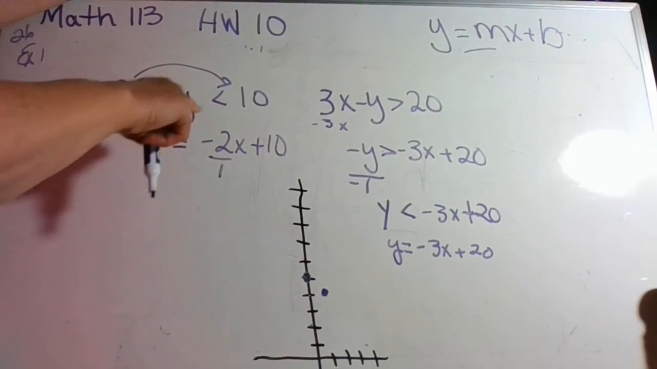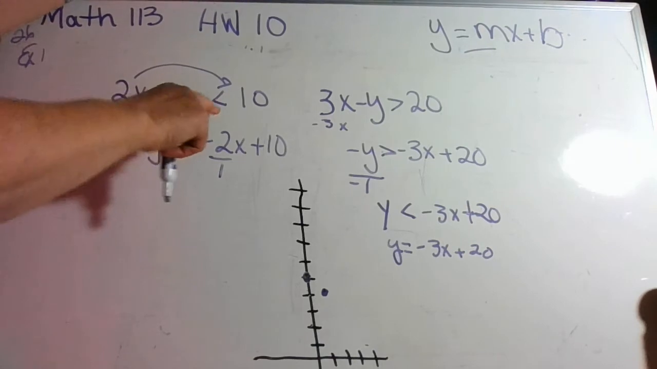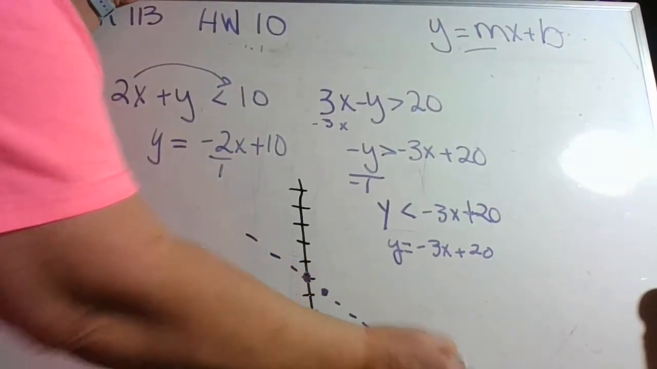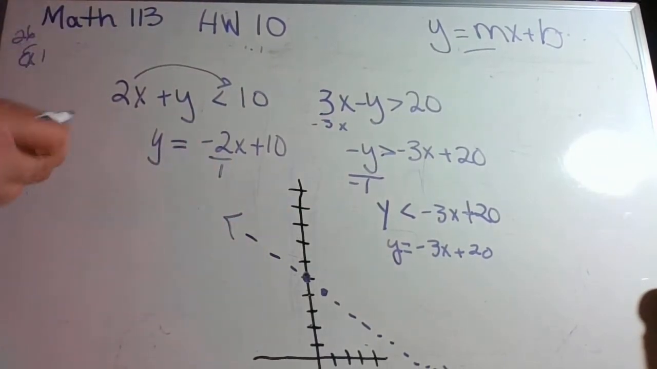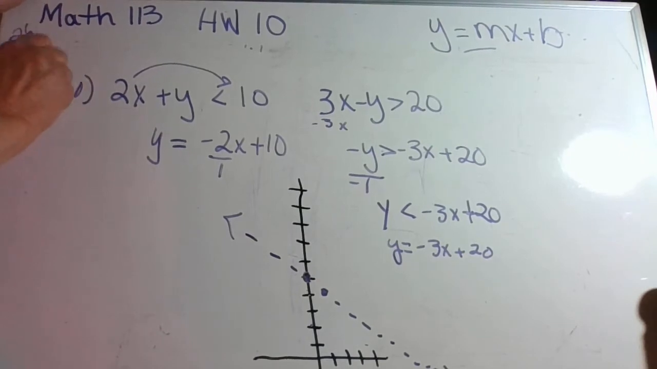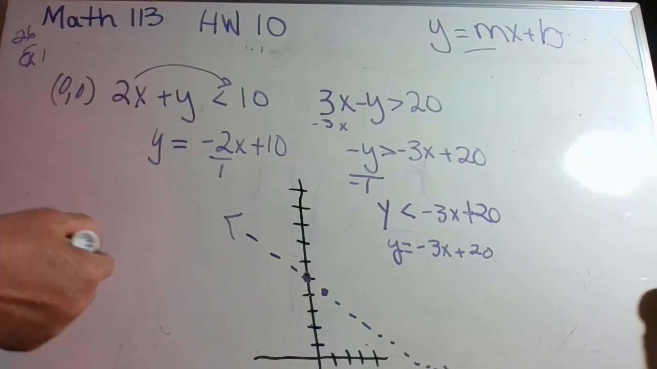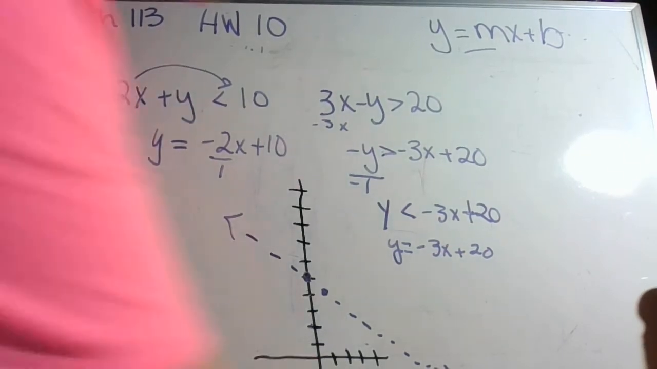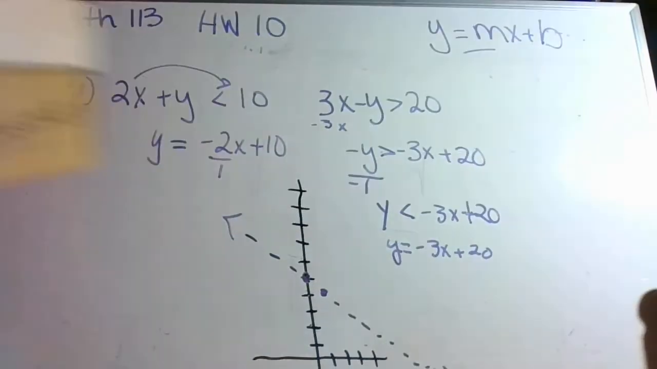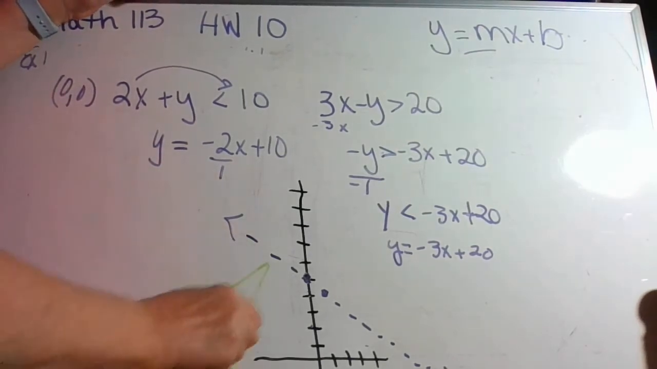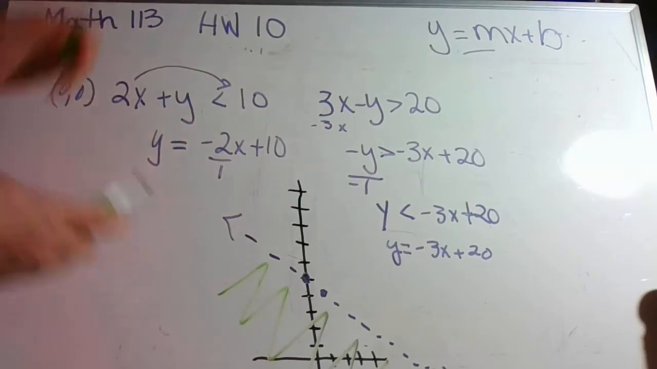Okay, is this one a dotted line or solid? It is a dotted line. So I'm going to put it down through here like this. And I'm going to substitute 0, 0 in up here in the original. 2 times 0 plus 0 is 0, less than 10? Yes. So since that works, you're going to color in this side.